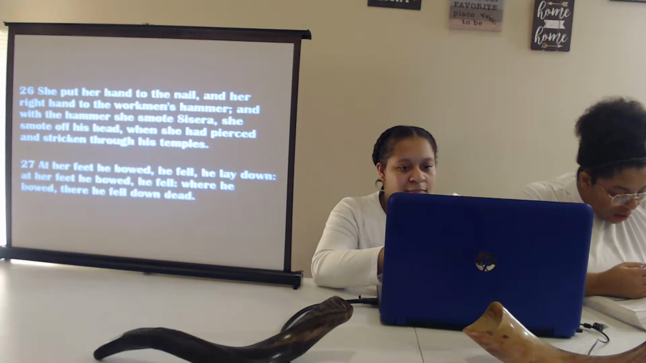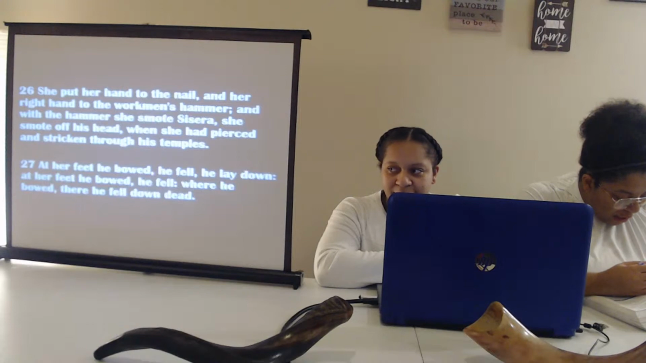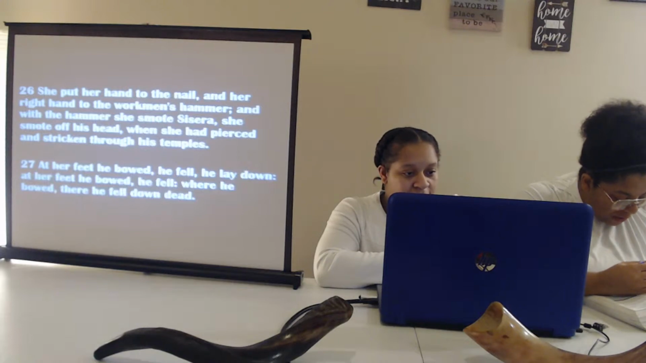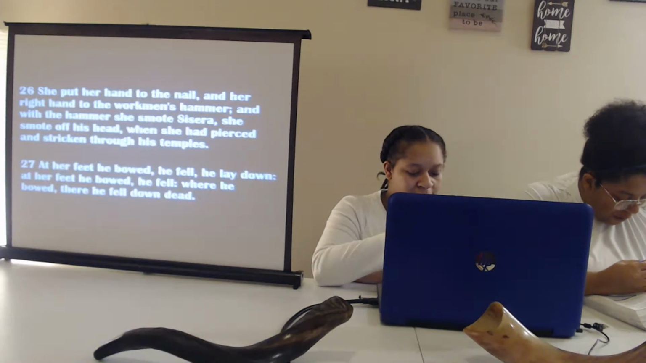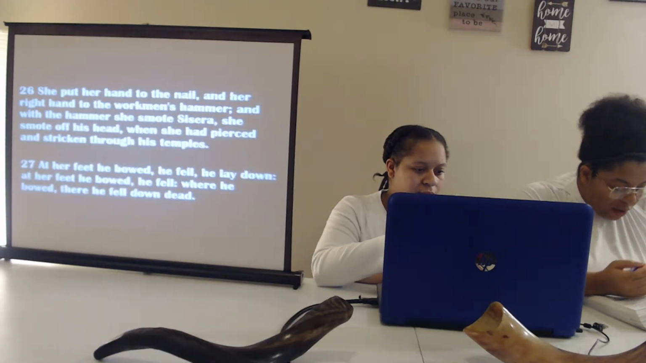Verse 26. She put her hand to the nail, and her right hand to the workman's hammer. And with the hammer she smote Sisera. She smote off his head, when she had pierced and stricken through his temples. At her feet he bowed. He fell, he lay down. At her feet he bowed. Where he bowed there, he fell down dead.